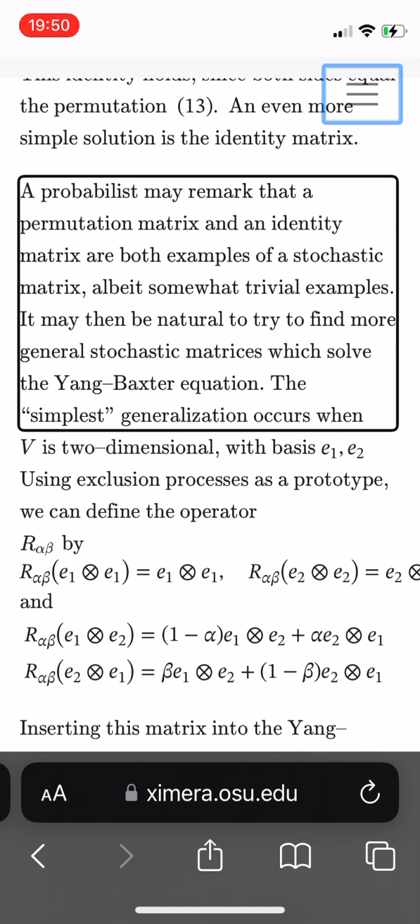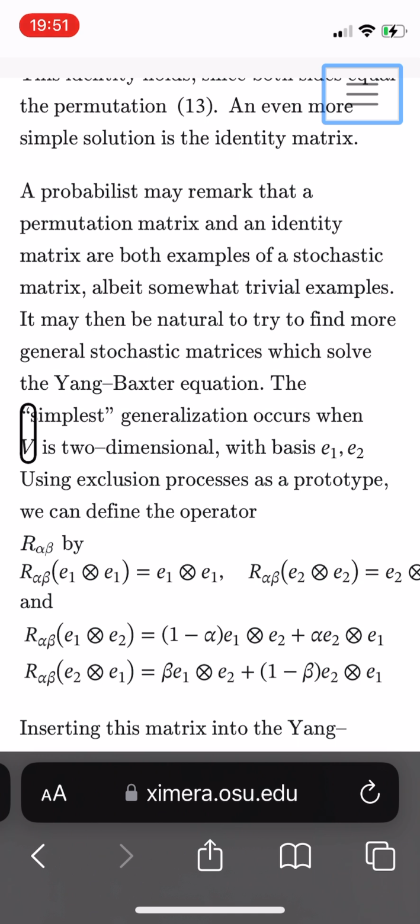A probabilist may remark that a permutation matrix and an identity matrix are both examples of a stochastic matrix, albeit somewhat trivial examples. It may then be natural to try to find more general stochastic matrices which solve the Yang-Baxter equation. The simplest generalization occurs when V is two-dimensional, with basis E_1, E_2.